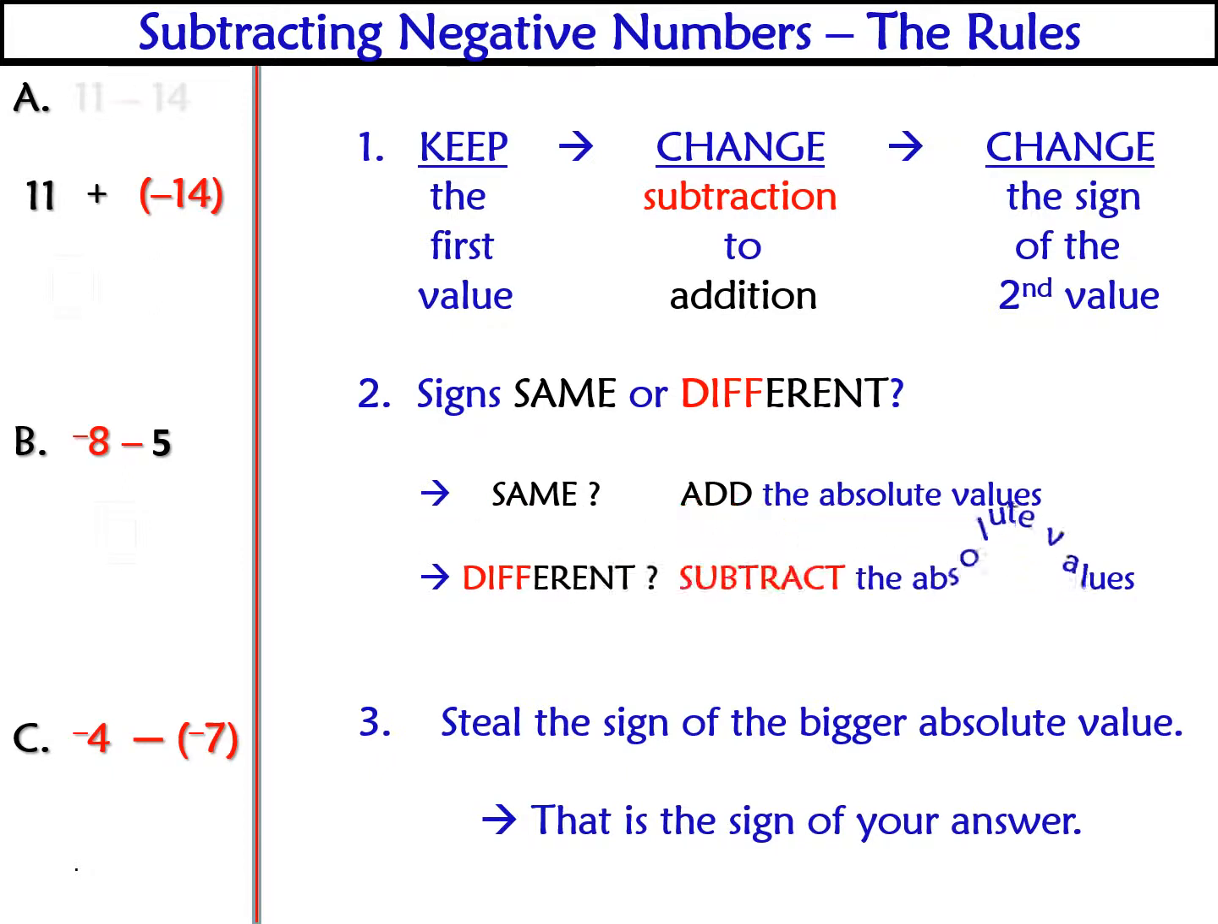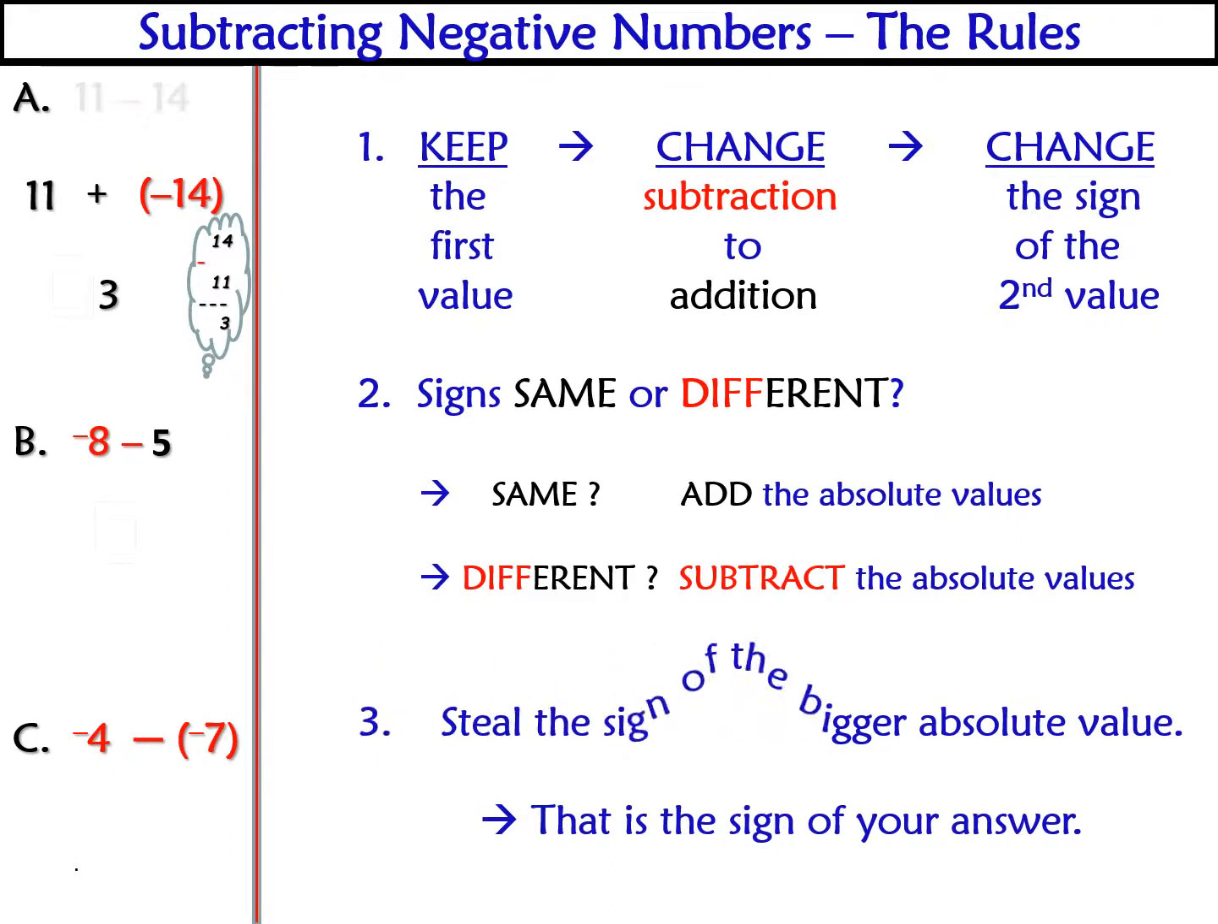So now, are the signs same or different? Well, they're different. So that means we're going to subtract the absolute values. So that means strip the signs from each number and find the difference. So 14 minus 11 is 3. So we know the number part of the answer is going to be 3. And then to find the sign of the answer, we're going to steal the sign that's living in front of the bigger absolute value. Well, now the bigger absolute value is a negative 14, so that means our answer is going to be negative as well.